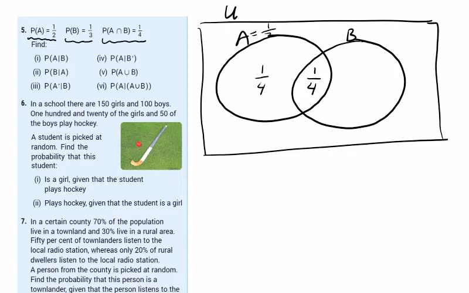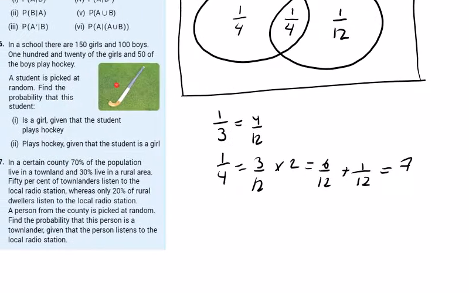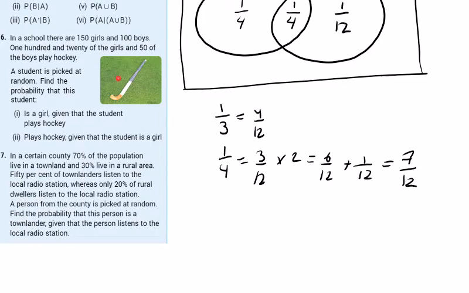B is a third. Well, a third is 4 over 12. So that would have to leave a quarter is 3 over 12. And B is a third. So we have 3 over 12 in the intersection, so that would leave 1 over 12 here. And if we add all of them together in terms of 12, we have 1 over 4 twice. So that's 6 over 12 plus the 1 over 12 is 7 over 12 inside the circles, which would leave 5 over 12 on the outside.